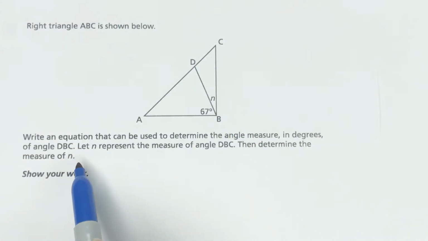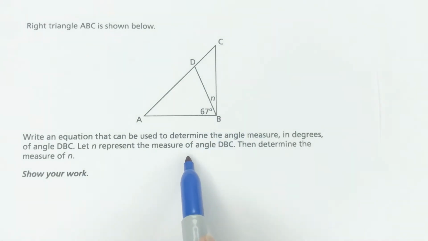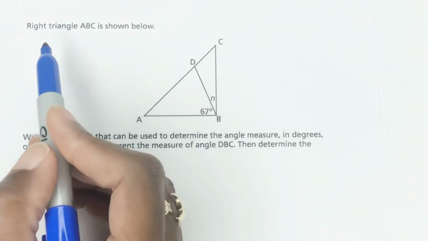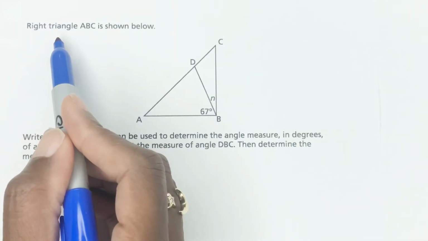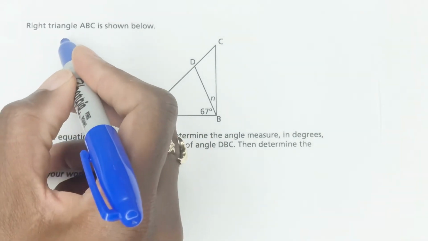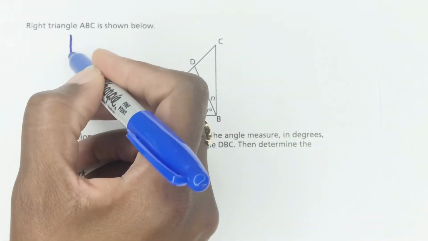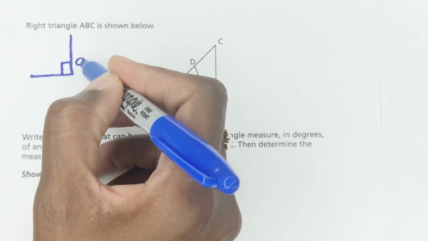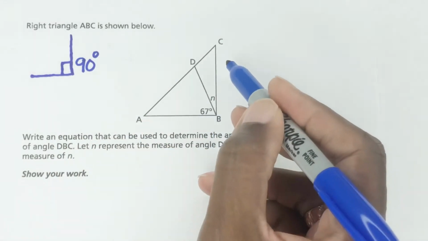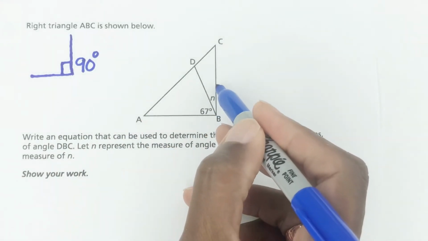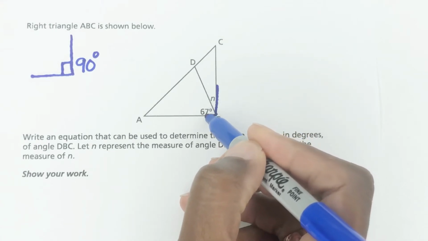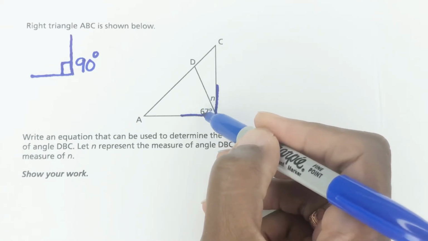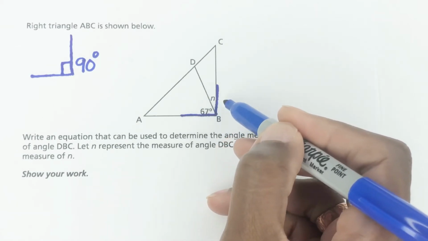DBC. Let n, which is here, represent the measure of angle DBC, then determine the measure of n. So if we go back up here for a second, it says right triangle. So a right triangle, I'm going to do it the same way as this one. A right triangle has a 90-degree angle. So this corner here is 90 degrees, and that 90-degree angle encompasses the 67-degree angle and the n that we're trying to find.